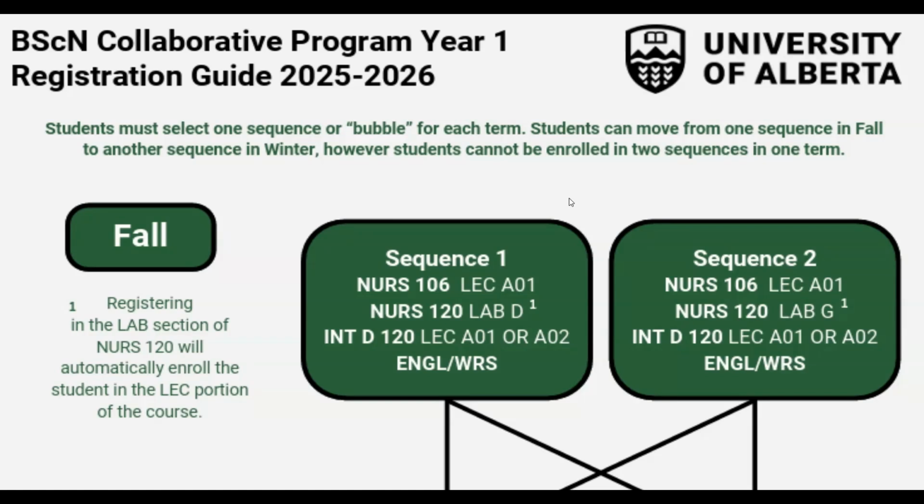In this case for fall 2025, you can see that the only difference between the sequence 1 and sequence 2 is what lab you're in for nursing 120. In this case, lab D and any D variations will be sequence 1, and any variations of lab G will be sequence 2. Again, you can mix and match the sequences for your fall and winter term.